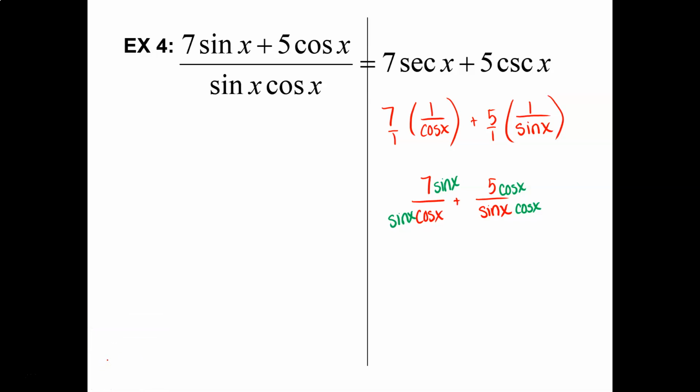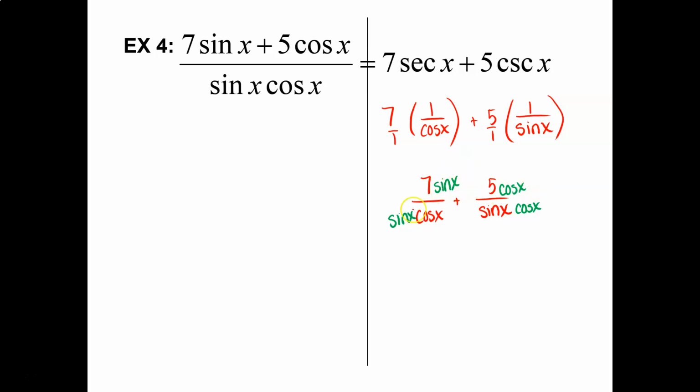That is a legal move because when you multiply the top and bottom of a fraction by the same thing, it's just like you're multiplying by 1. What do I do with fractions when I add them? Keep the denominator the same and just add the top, right?